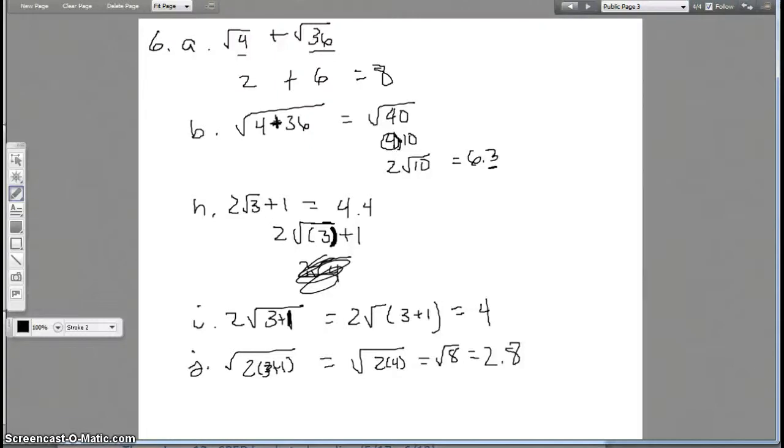This is Jacob's Algebra, Chapter 12, Lesson 4, Part 2, Adding and Subtracting Square Roots.